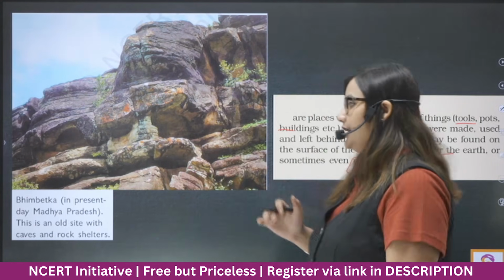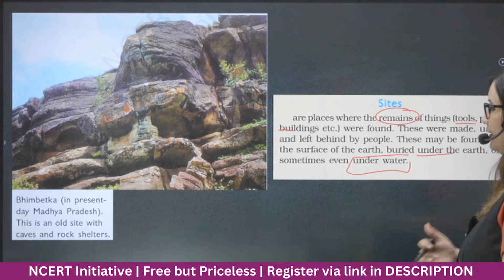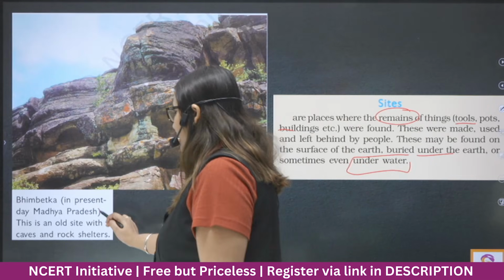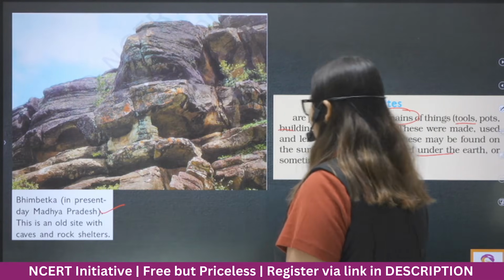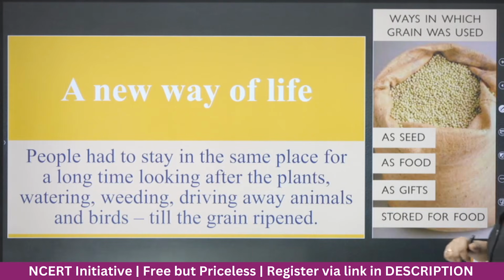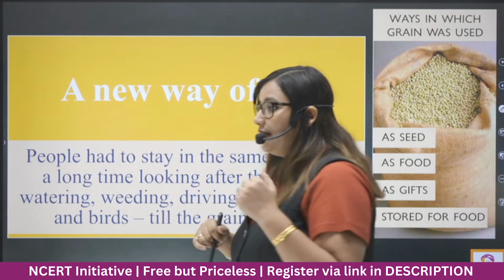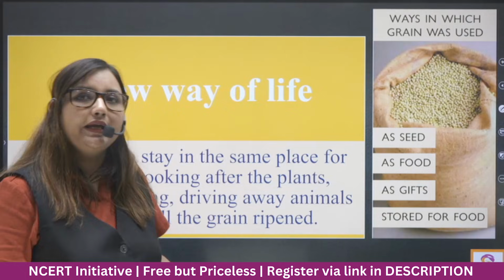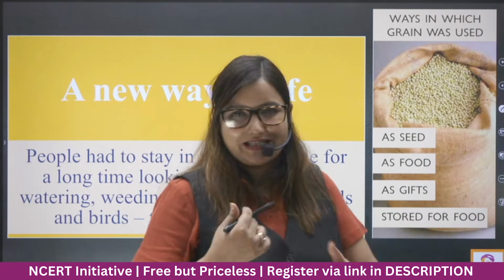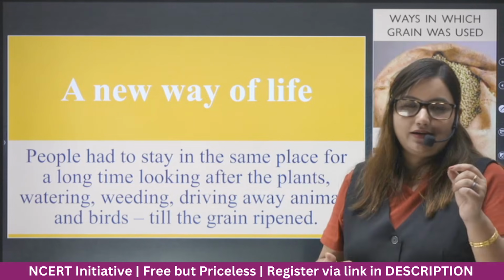Okay, so many sites were there. This is a very important site, Bhimbetka, which is in Madhya Pradesh. This is an old site with caves and rock shelters. Very, very important. You'll know the name of Bhimbetka again and again. Then we saw the development of a new life, new ways and all. Okay, so before explaining more, let's write something.